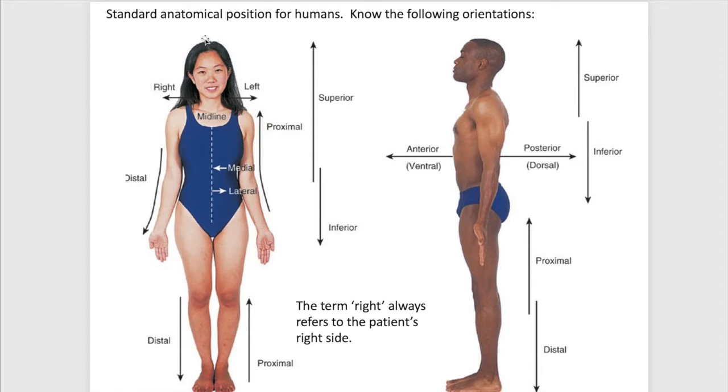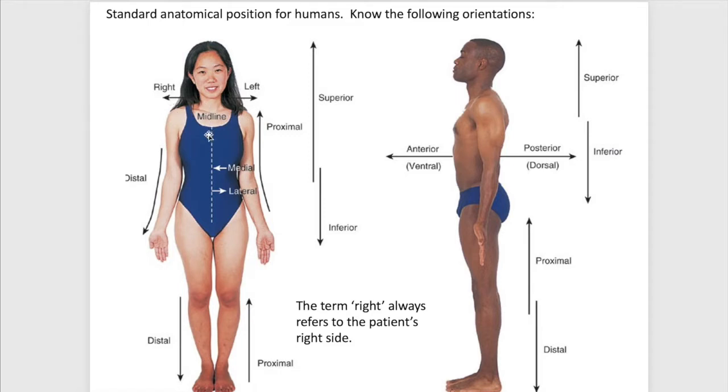Things toward the head are going to be superior. Things toward the feet are going to be inferior because we're standing here. When we say right and left, it's the patient's right. So this is the right side of the patient because this is the patient's right, and this is the left side. When you're working on a patient and they say cut off the right one, you're talking about the patient's right, not your right, not my right, but the patient's right. So you never make a mistake here.